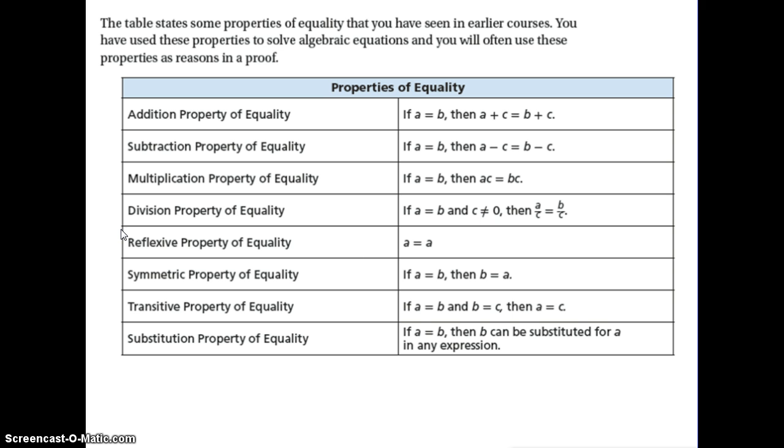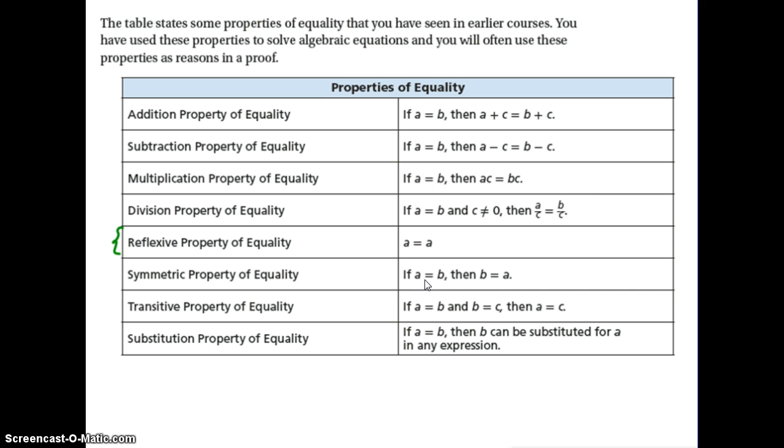Now the reflexive property sounds very silly, but this is actually something that we're going to use a lot when we talk about triangles, okay? A equals A. So if I have two triangles that share a side, let's call this triangle ABC, okay? ABD and CBD share the side BD by what we call the reflexive property, okay? So that sounds silly right now, but we will be using it a lot in the future, okay?